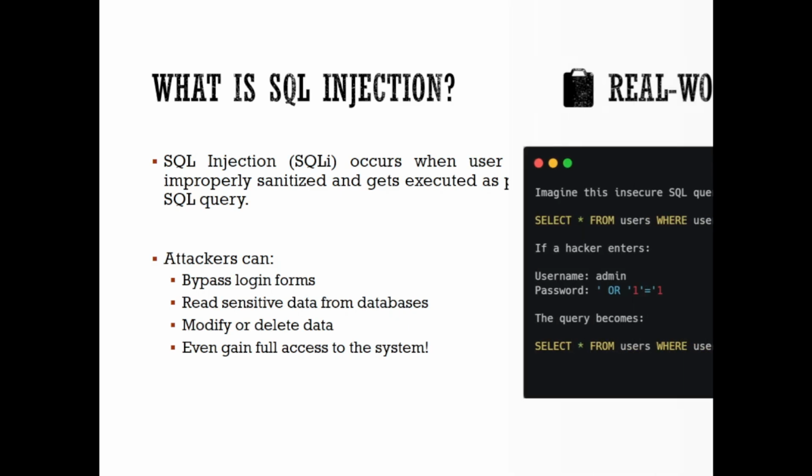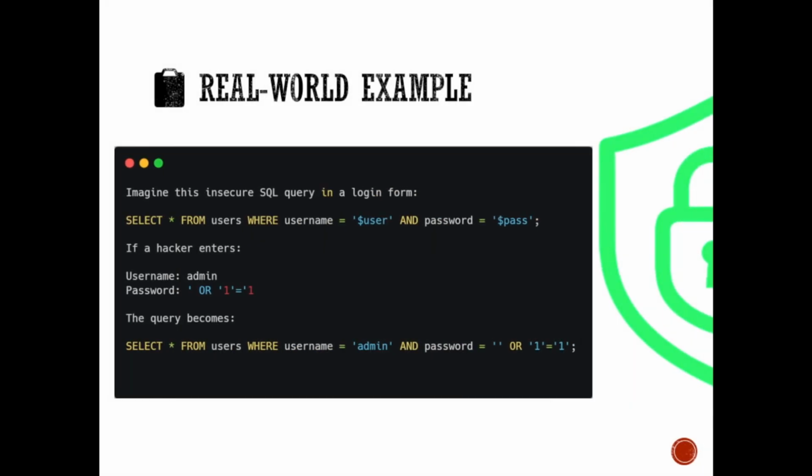Real-world example. Imagine this insecure SQL query in a login form: SELECT * FROM users WHERE username = 'user' AND password = 'pass'. If a hacker enters username: admin, password: ' OR 1=1, the query becomes SELECT * FROM users WHERE username = 'admin' AND password = '' OR 1=1. The condition 1=1 is always true, allowing login without the correct password.